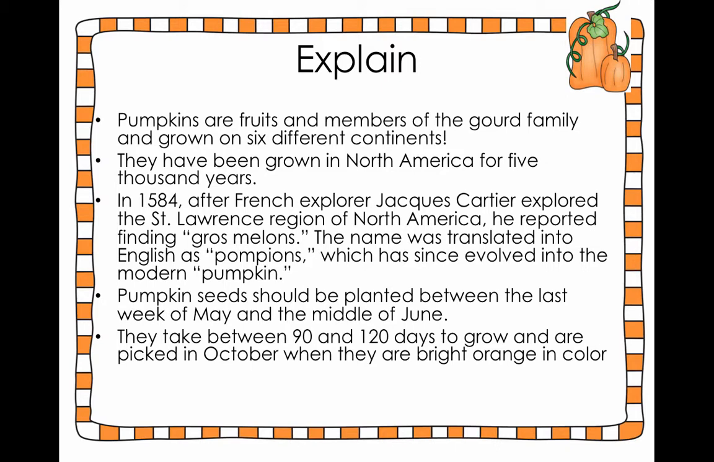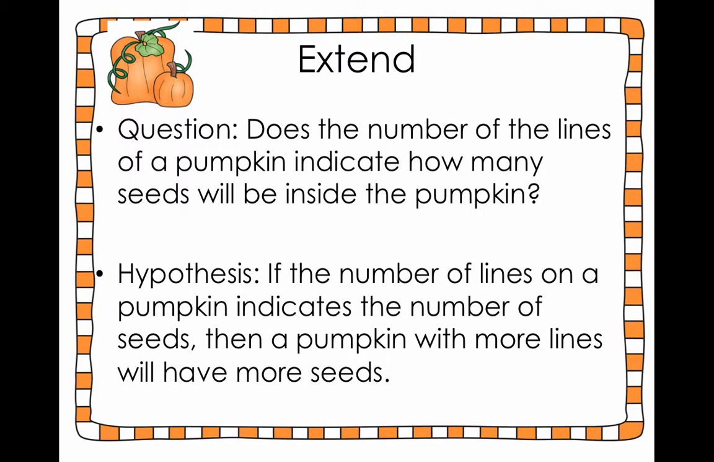Again, the explain portion, this is where you're getting the kids to learn about pumpkins. If you wanted to do the life cycle, you could certainly introduce that here as well. The extend portion of the lesson, this is where you're going to get the students really thinking and working like scientists. Up until this point, we've just done an activity. Students have made observations, they've learned a little bit of facts about the pumpkin, but we've not changed anything.